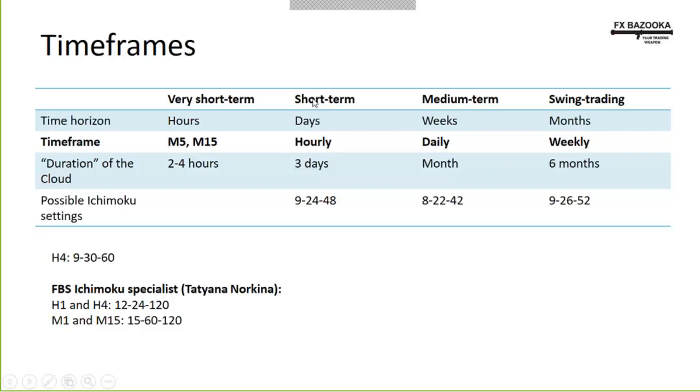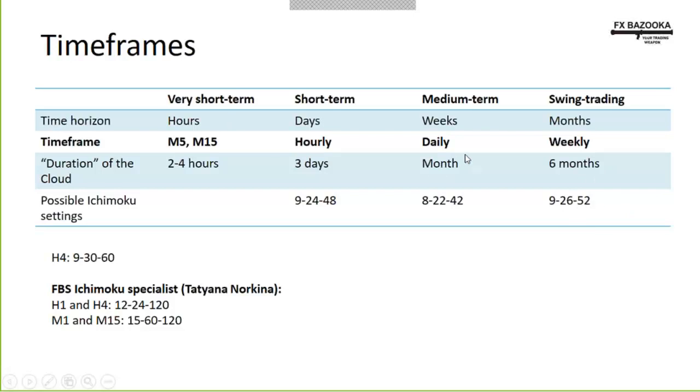So here you can see that there are several periods of trading. If we have the largest time horizons, months and so on, we can have a look at the weekly time frame. At this time frame, the so-called duration or the size of the Ichimoku cloud is about 6 months, and the possible Ichimoku settings are default 9, 26, 52.